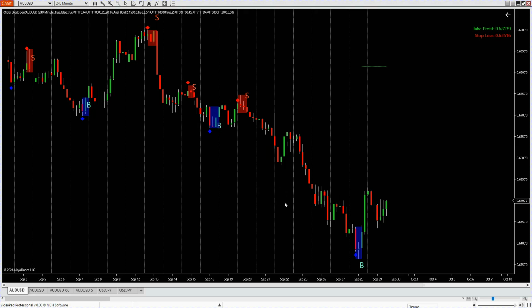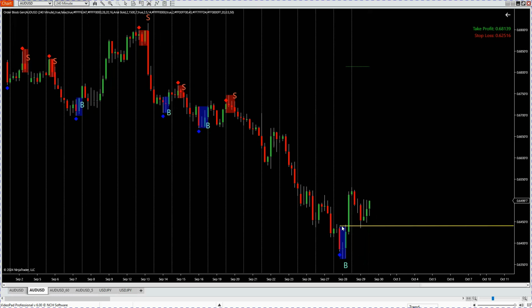So now let's get into how we use the indicator for trading. What we want to do is start on a higher time frame and then work our way down to smaller time frames. We're going to start here with 240 minutes, that's the 4-hour time frame, and we're going to use this bullish block right here at the end of the chart. What I've done is put a horizontal line at the high of the first candle that we see inside the block here.